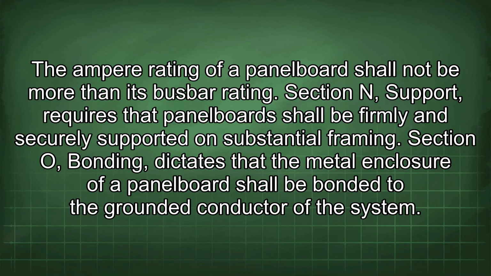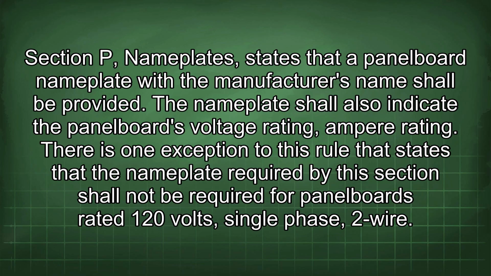Section O, Bonding, dictates that the metal enclosure of a panelboard shall be bonded to the grounded conductor of the system. Section P, Nameplates, states that a panelboard nameplate with the manufacturer's name shall be provided. The nameplate shall also indicate the panelboard's voltage rating and ampere rating. There is one exception to this rule that states that the nameplate required by this section shall not be required for panelboards rated 120 volts, single phase, 2-wire.